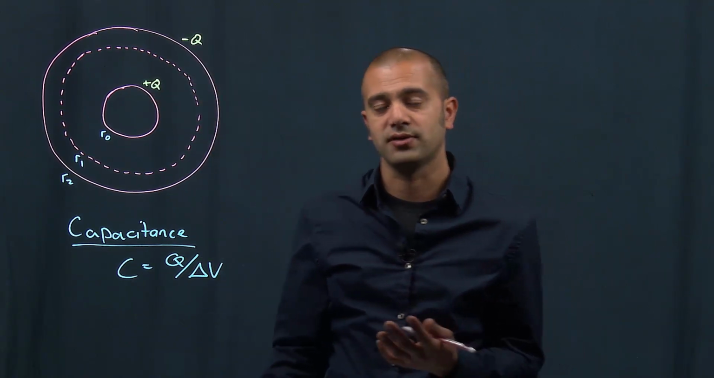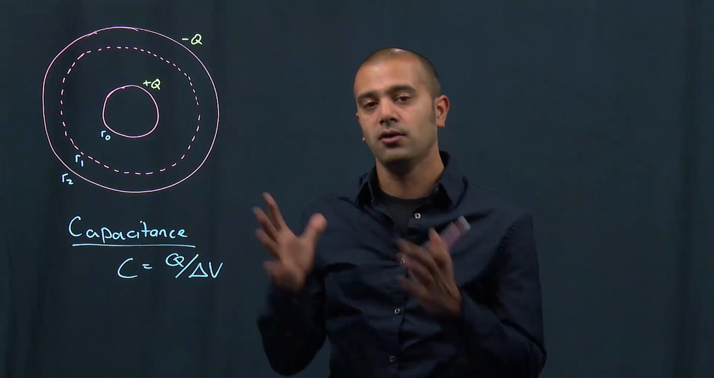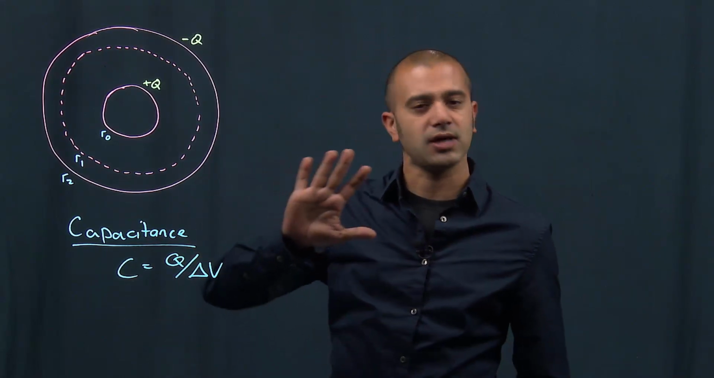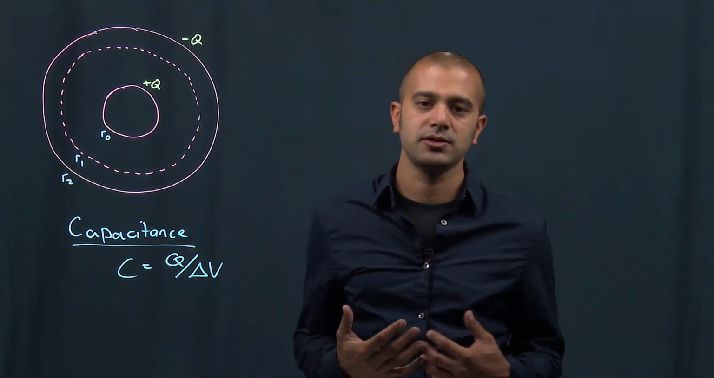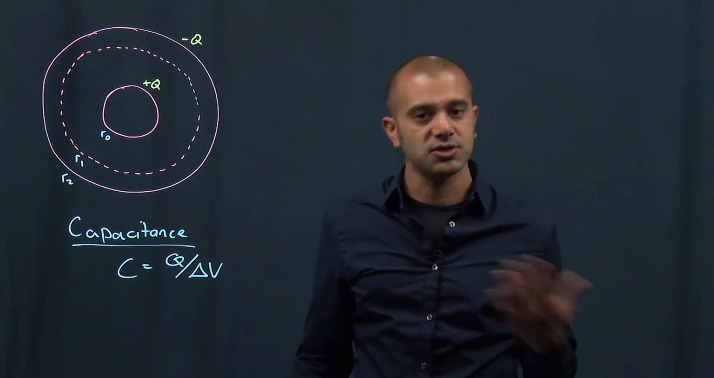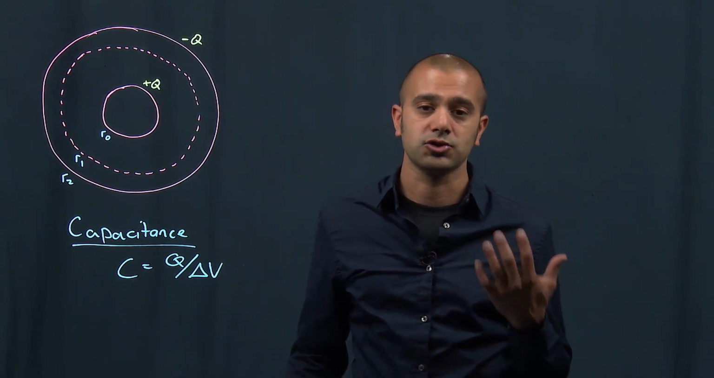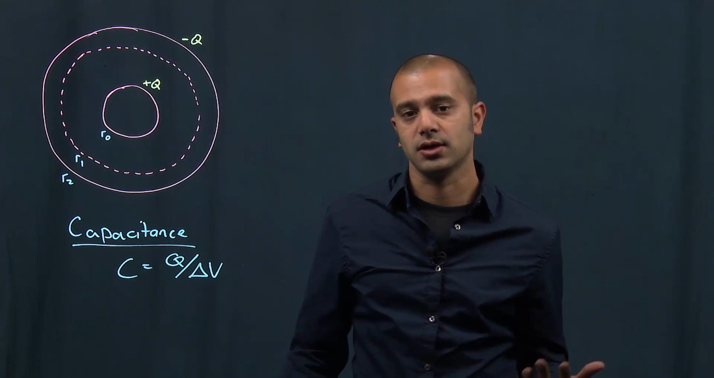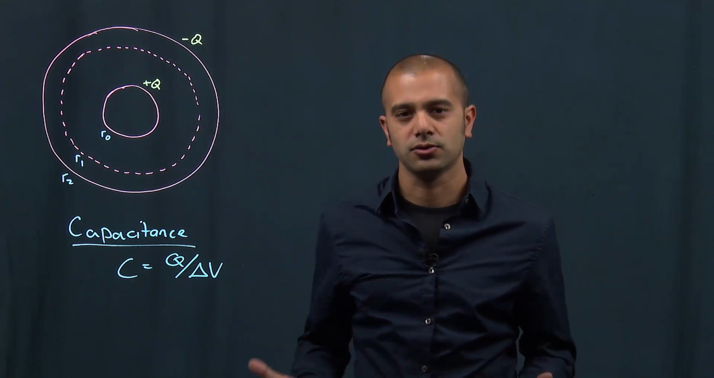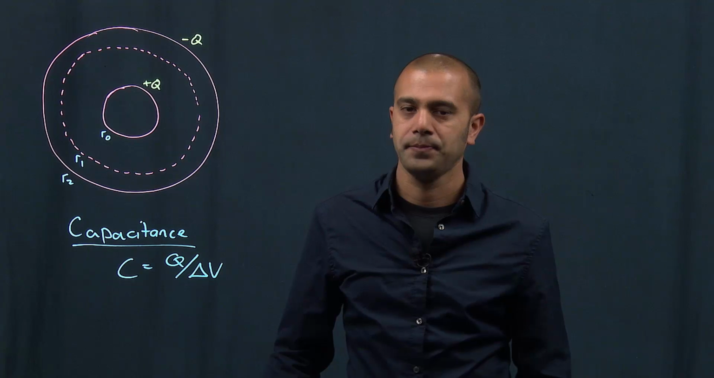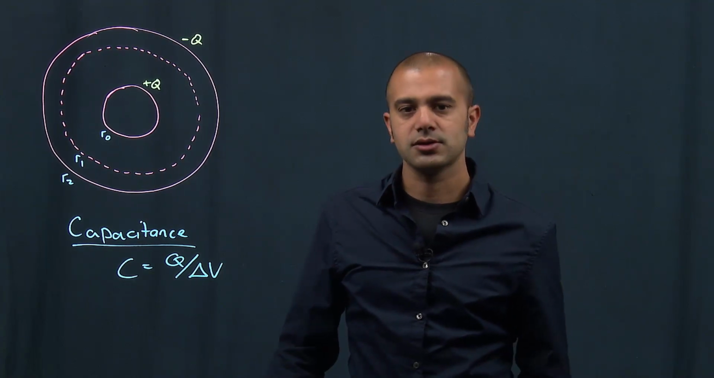What capacitance quantifies is how much charge you can hold volt for volt. It depends entirely on the geometry of the situation, and it also depends on what the capacitor is made of. Some situations can hold charge much better than other situations can. And also, different materials can hold charge much better than others. So keeping all this in mind, let's go ahead and solve the problem.